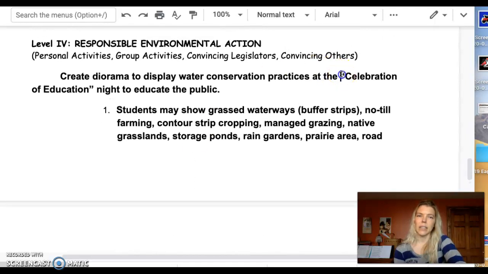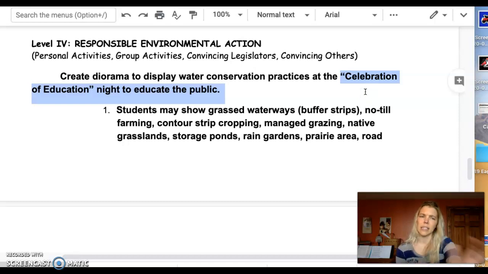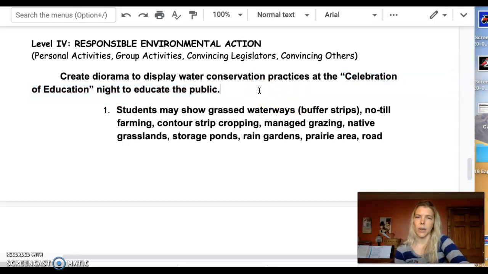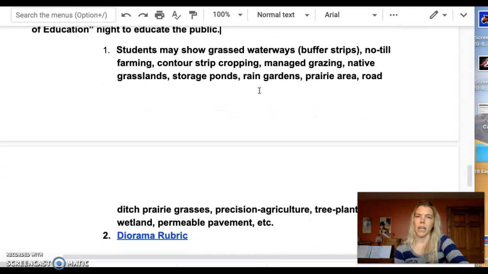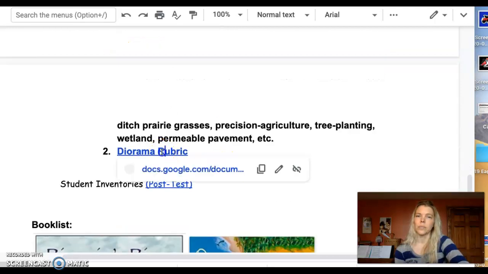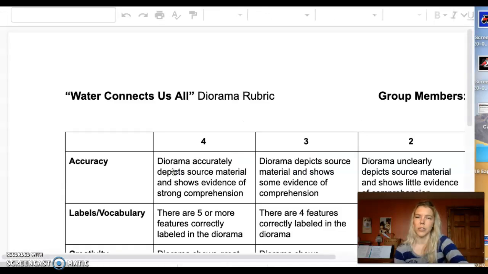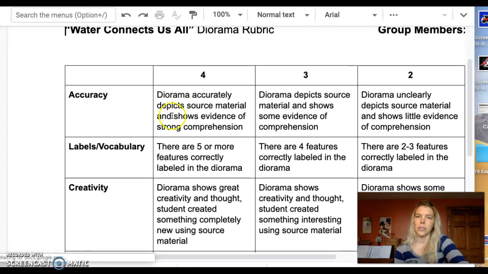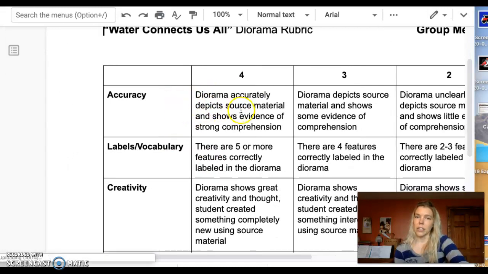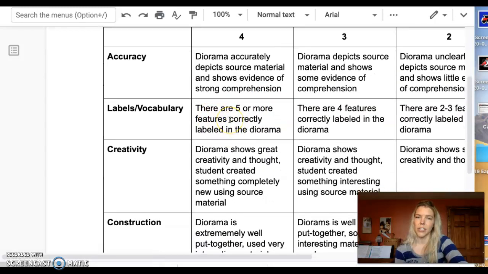So we have this event called the Celebration of Education, and we have all kinds of different things happening that night, just kind of a showcase of student work. So I thought this would be a great time to have the students display their dioramas, and I have a rubric here, they will need to add some special features. So of course they need to accurately depict source material and show evidence of strong comprehension. Add some features in there.